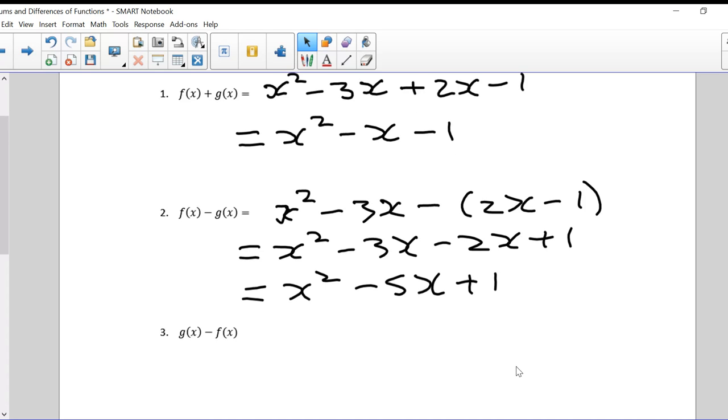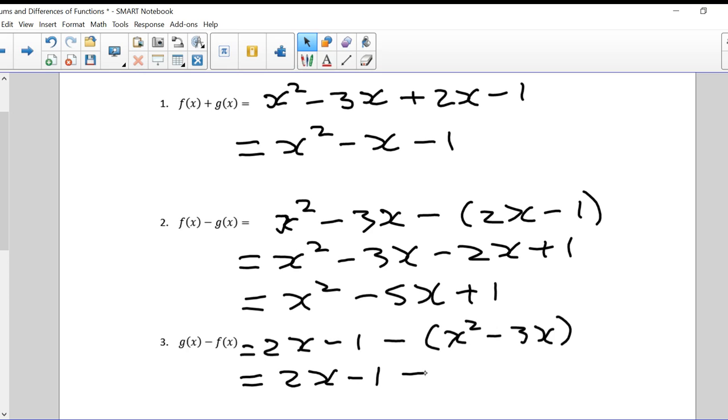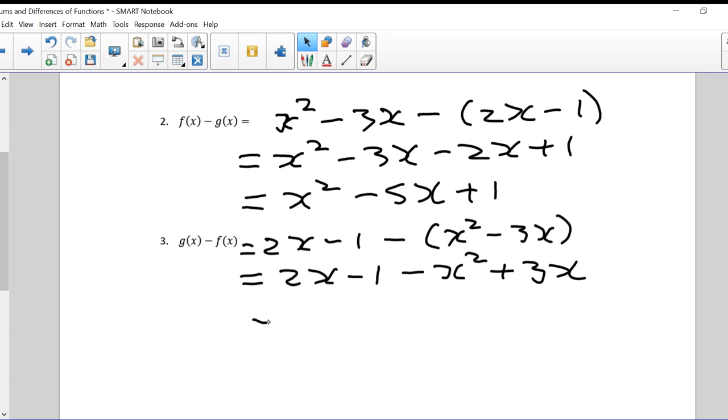So the other way would mean that I'm taking the 2x minus 1 and I'm subtracting the x squared minus 3x, right? I put that in brackets as well. So that would be equal to 2x minus 1 minus x squared. So you're beginning to realize that's why this thing was turned upside down. And of course, plus 3x. Okay? And when I simplify that, I get minus x squared.